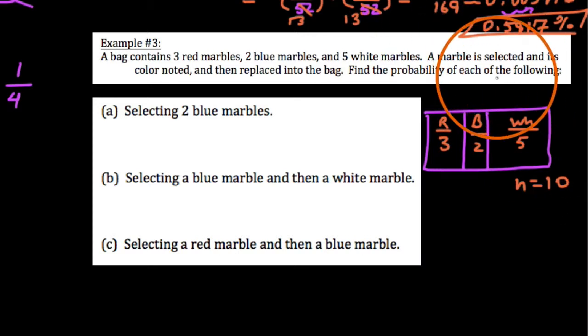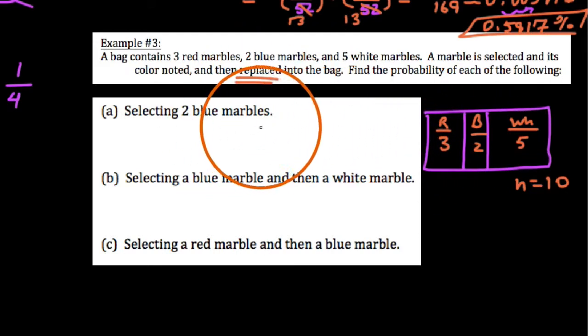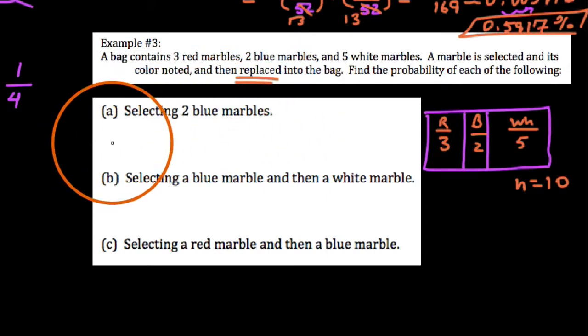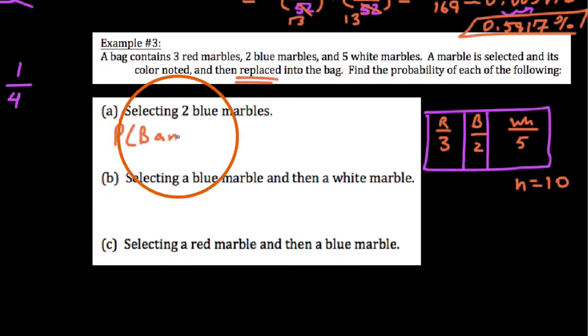So what I want to know is this, a marble is selected, and its color noted, and then we replace it. So again, we put it back, and then we draw another marble. Essentially what we're saying is by putting that first marble back, we don't affect the probability of the second marble being drawn. Okay, it doesn't affect that probability. So what's the probability we draw 2 blue marbles? The thing here is that I want to recognize this. When we say 2 blue marbles, we really mean that what we're doing is we're drawing a blue and then a blue.